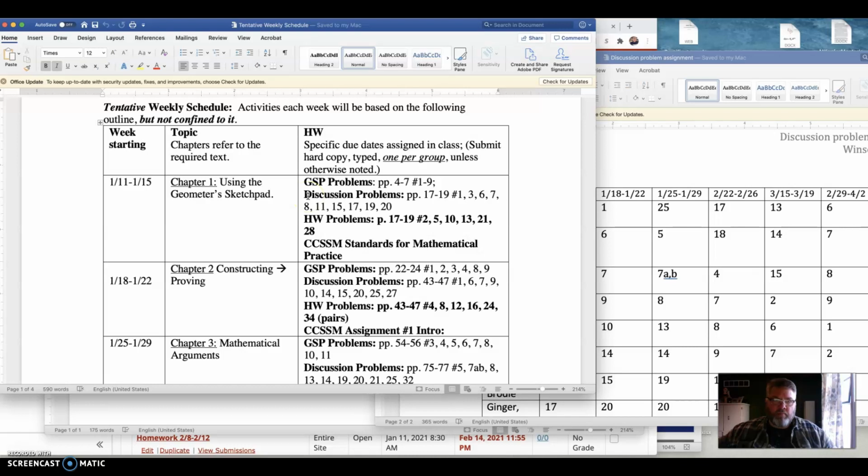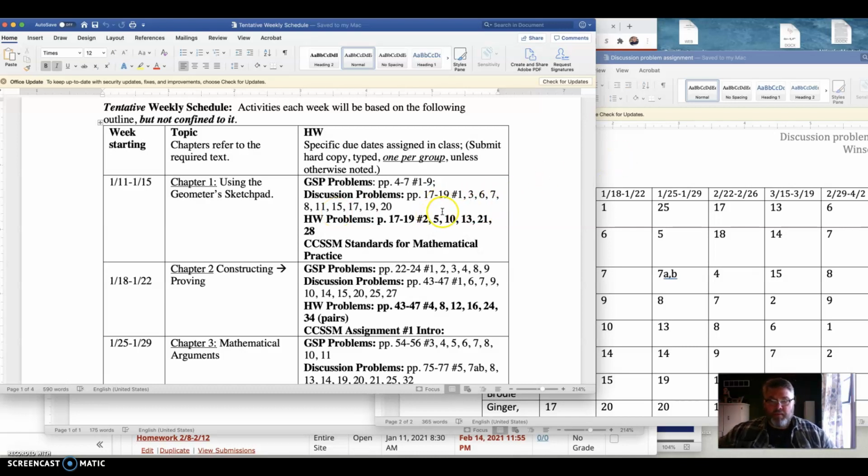And what I'm going to do is, in addition to the homework problems, I'm assigning each one of you a problem to do from these discussion problems. Now, notice these discussion problems are on pages 17 through 19, same pages as the homework problems. They're just problems that I'm not assigning you as homework.